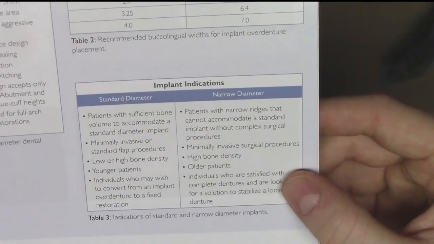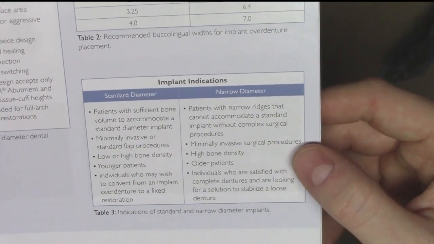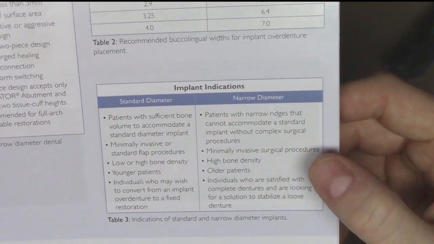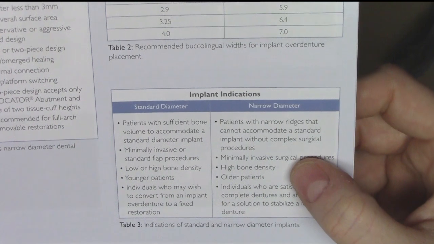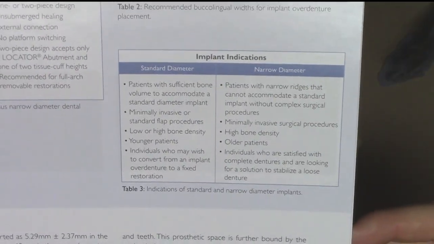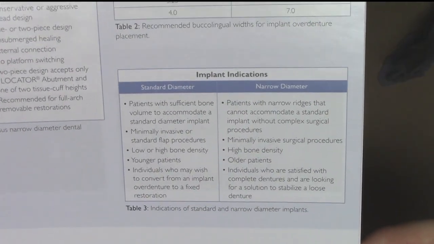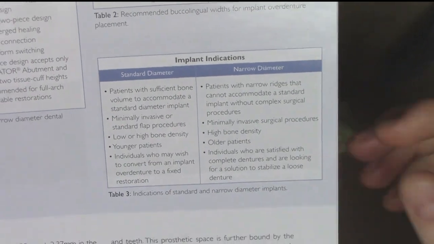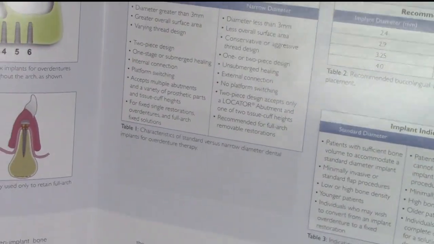Narrow diameter implants are perfectly suited to those patients seeking a minimally invasive surgery, with high bone density, especially my older patients, because the chances of them wanting a fixed restoration later are smaller, and also those individuals that just want improved denture stability.